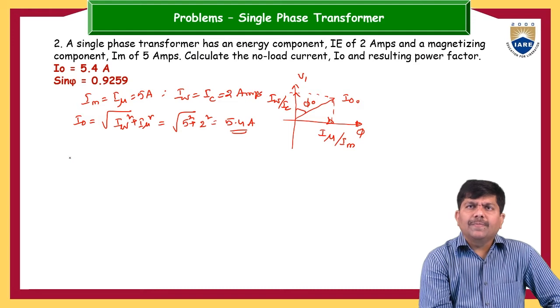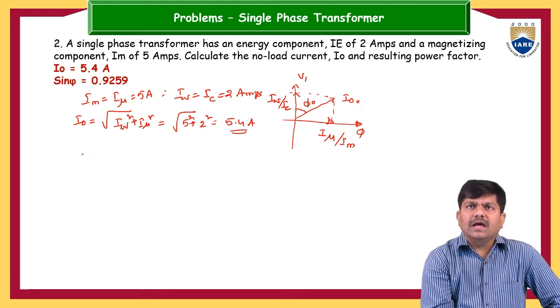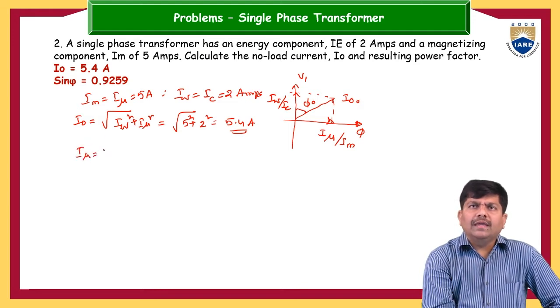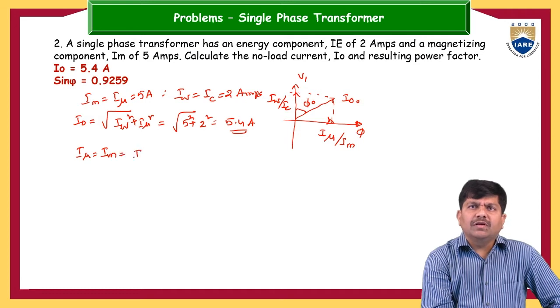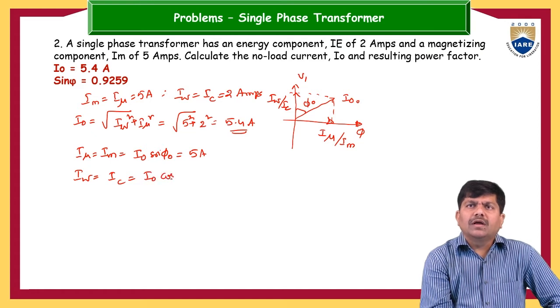In this, let us take I mu or Im equal to I naught into sin phi naught. So this value is equal to 5 amps. Or otherwise, you can make use of this formula also: Iw is equal to Ic is equal to I naught into cos phi naught, which is 2 amps. So from this expression, now we know I naught.